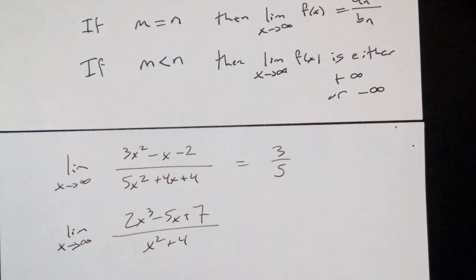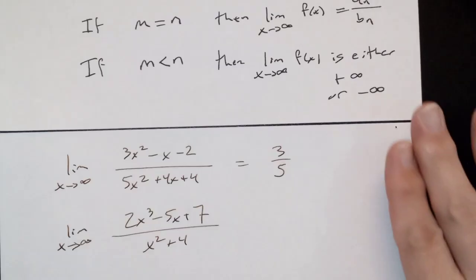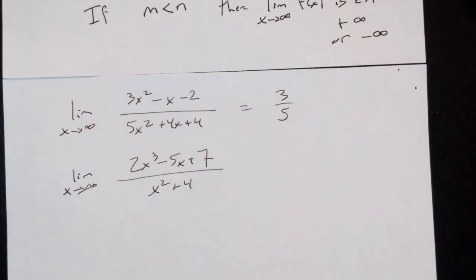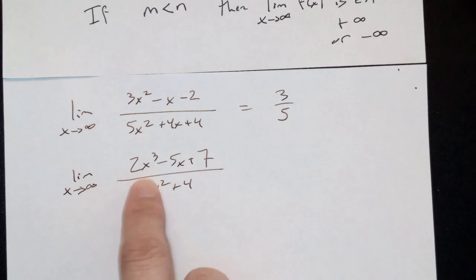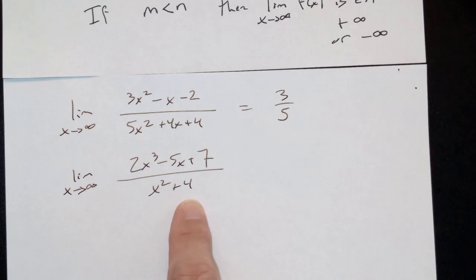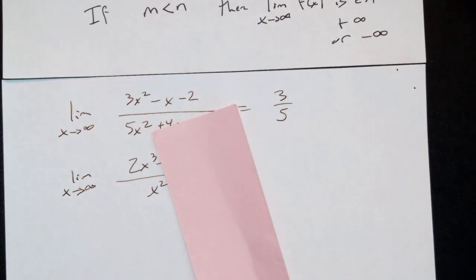This value is either going to be positive infinity or negative infinity. So I need to know when x is really big, is the resulting number positive or negative? When x is really, really big, x cubed is so much huger than x. X squared is so much bigger than 4 that I can play the same idea and ignore everything except the leading pieces.